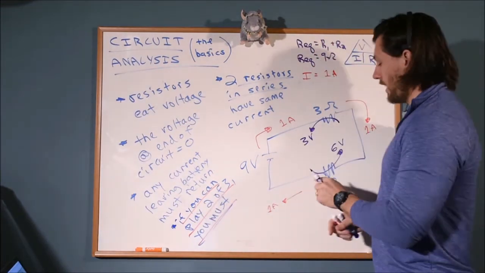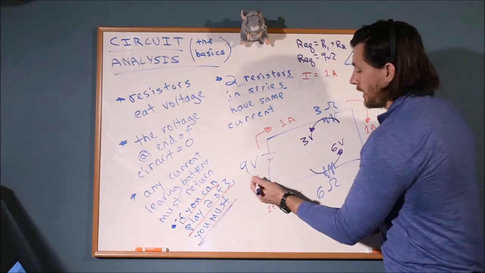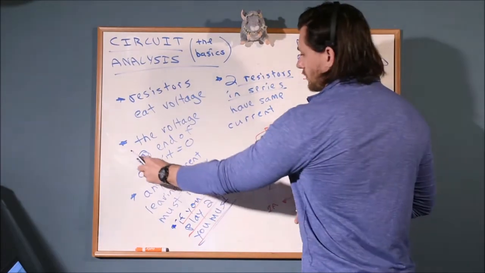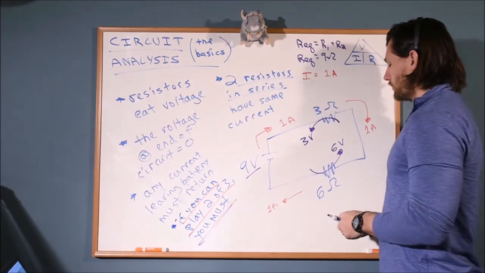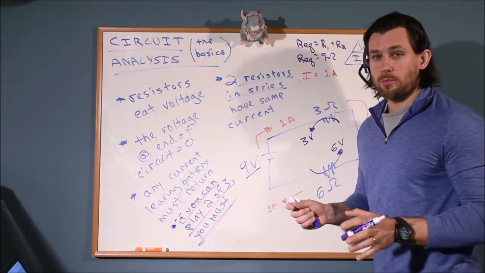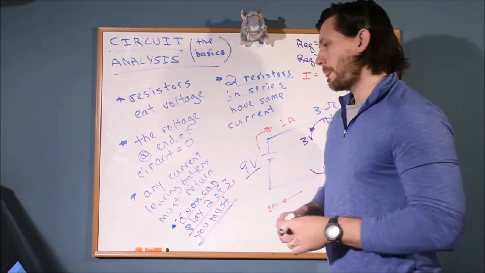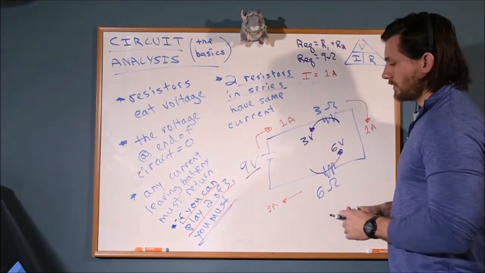Now, look, we have a 3-volt drop here, a 6-volt drop here. Add them up, and you get 9 volts. That puts us consistent with the other rules, which is the voltage at the end of the circuit equals 0 and resistors each voltage. Is it a coincidence that these two numbers add up? Absolutely not. This is the law of conservation of charge. Law of conservation of energy, if you want to look at it that way too. It always works out like this.